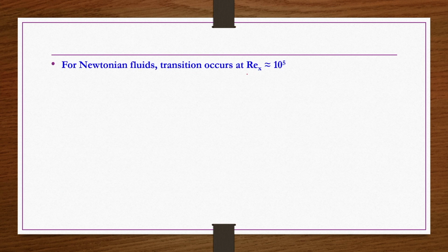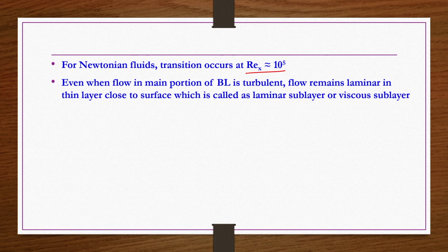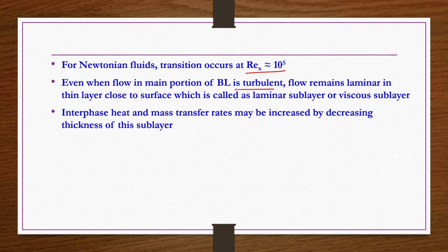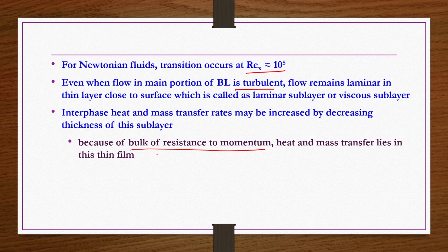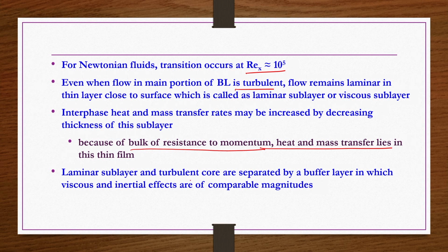So, for Newtonian fluids, the transition from laminar boundary layer to turbulent boundary layer occurs approximately at Rex equal to approximately 10 power 5. Even when flow in the main portion of the boundary layer is turbulent, flow remains laminar in a thin layer close to the surface, which is called a laminar sublayer or viscous sublayer. Interface heat and mass transfer rates may be increased by decreasing the thickness of the sublayer, because the bulk of the resistance to momentum and heat transfer lies in this thin film. The laminar sublayer and turbulent core are separated by a buffer layer in which viscous and inertial effects are of comparable magnitudes.